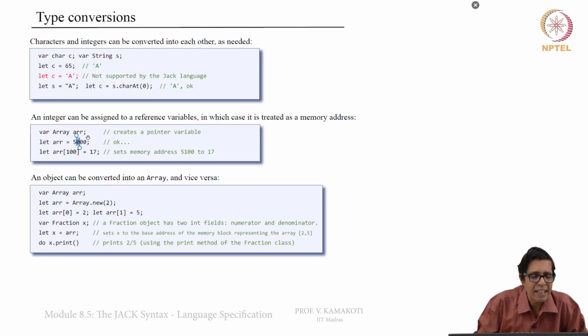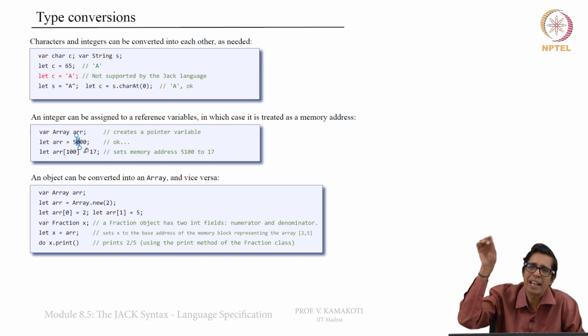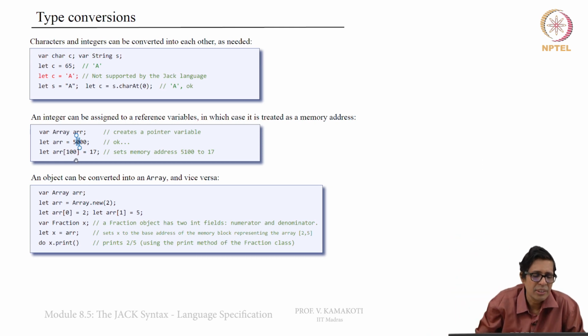If I say var array ARR, just ARR, this is also equivalent from C, we have borrowed it from C. Just ARR is the starting address of the first element of the array, that is the 0th element. So when I say let ARR is equal to 5000, ARR 0 will be stored at 5000, ARR 1 will be 5001. So when I say ARR of 100 is equal to 17, 5100 will store the value 17.